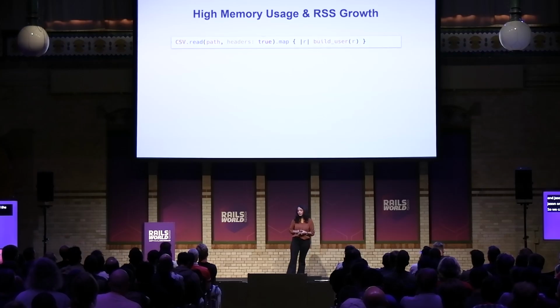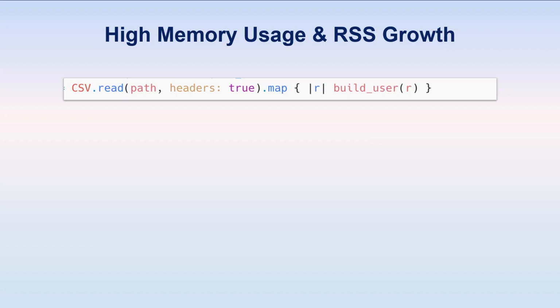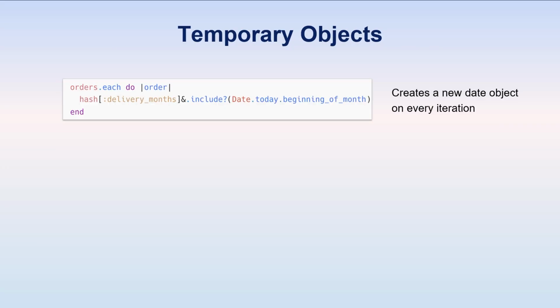Also, with CSV read, if you have just 10,000 rows, it is good. If you have millions of rows, it is just going to bloat your memory drastically. Instead of that, you can read line by line, or you can use foreach.